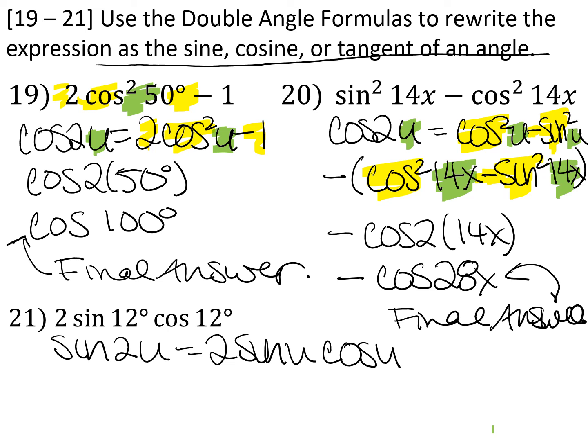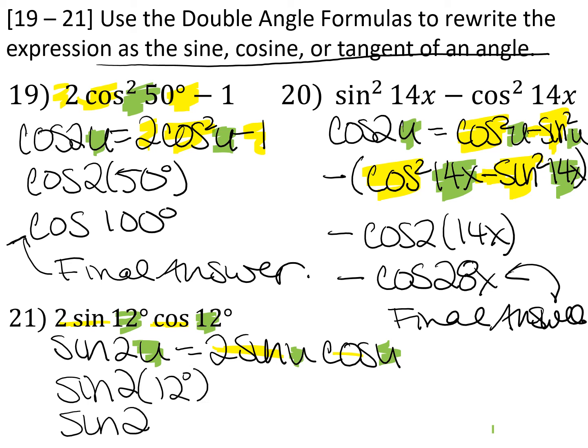Okay, anyway, so I see here that I have a 2 and a sine, which is exactly what I have here. And then I have a cosine, which is exactly what I have here. So that means that the u here and here must be 12. So I'm going to plug that in right here, and I'm going to end up with sine of 2 times 12 degrees is equal to sine of 24 degrees. Final answer.